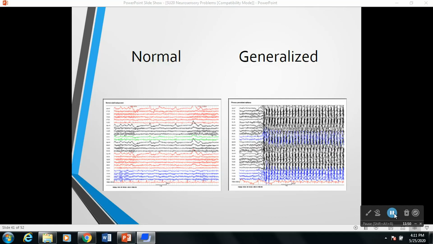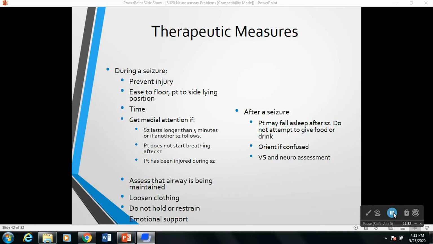Let's talk about some therapeutic measures as a nurse. The first thing that you want to do is assess if your patient is even at risk for having a seizure. You may have to have some seizure precautions, such as having oxygen and suction available, and IV access. Some facilities require the bed rails to be padded just to prevent any kind of injury.